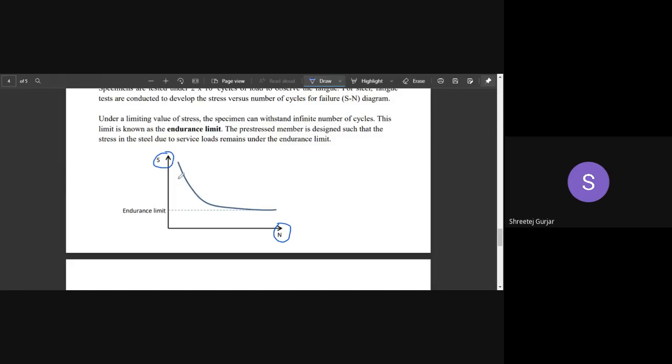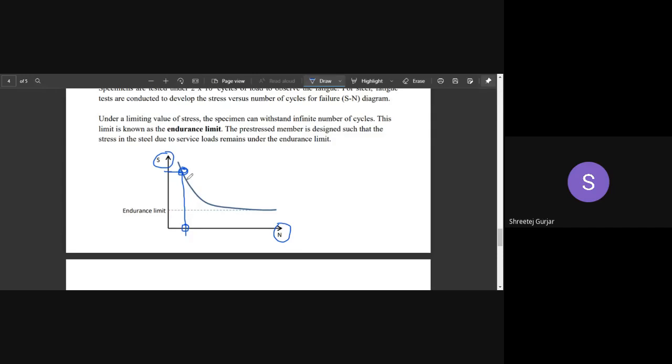Okay, so let me just show you an example. Suppose you have a high amount of stress in your member. You can see that the number of cycles required for it to fail is very small. This is the number of cycles required for it to fail.